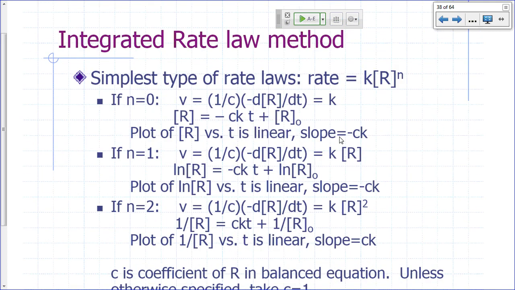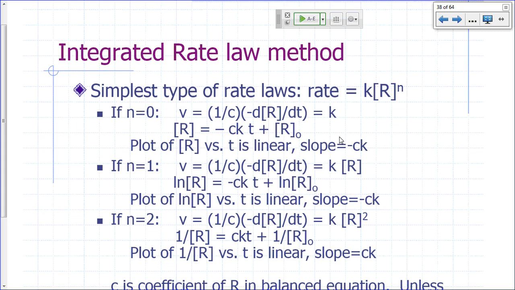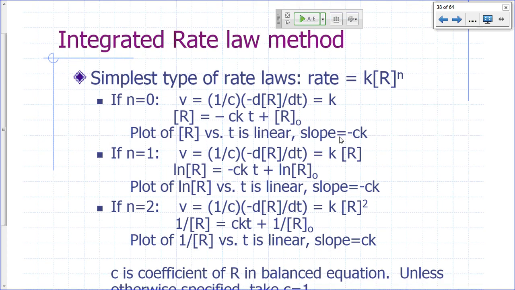All right. So that's the initial rates method. Let's take a look at another way of determining the rate law for the simplest types of rate laws. We're going to look at rate laws where the rate is just equal to some constant k, your rate constant, times the concentration of R raised to the power n. So we're going to look at specific special cases where the rate law depends only on one reactant, and it is nth order with respect to that reactant, where n is equal to 0, 1, or 2.